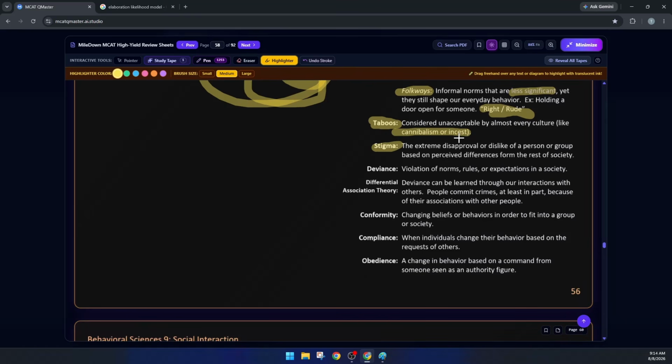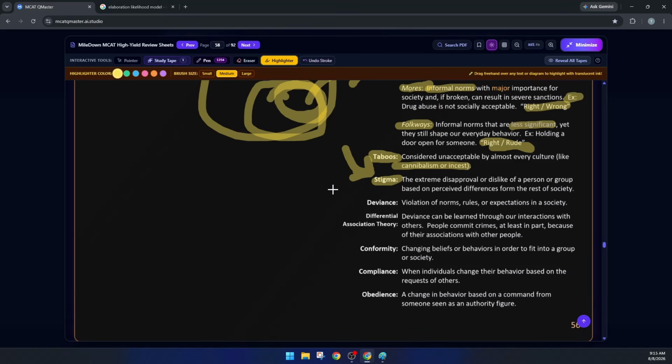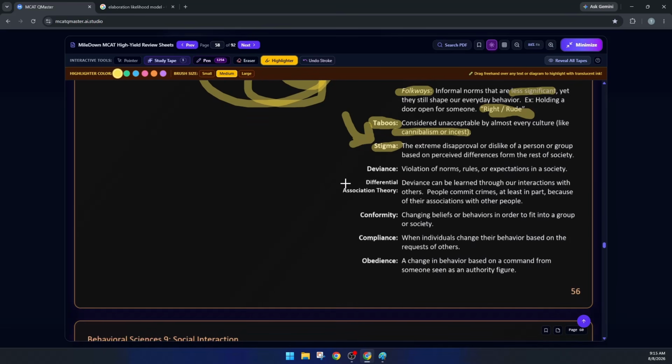Stigma, the extreme disapproval or dislike of a person based on perceived differences from the rest of society. So there might be a negative stigma towards people who are a different sexuality than most people, right? So most of society has female-male relationships, but people who are in homosexual relationships might face stigma, right? Extreme disapproval or dislike of a person or group based on perceived differences from the rest of society. Also, there's a typo right here. Deviance, violation of norms, rules, or expectations in a society. So that means when you deviate, you're deviating from the society norms.